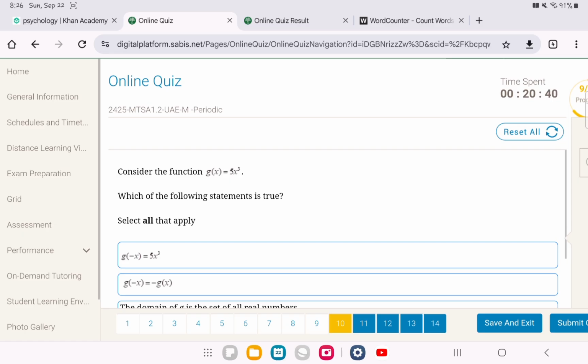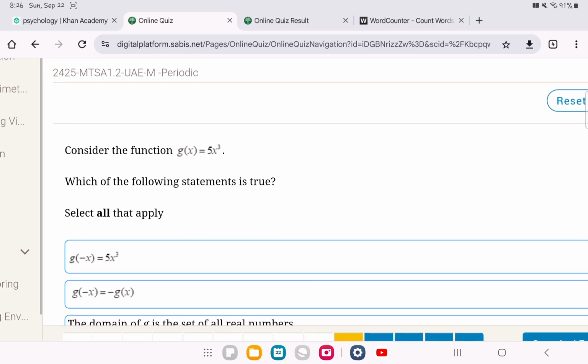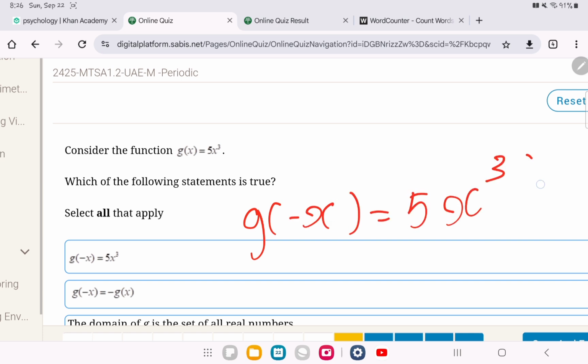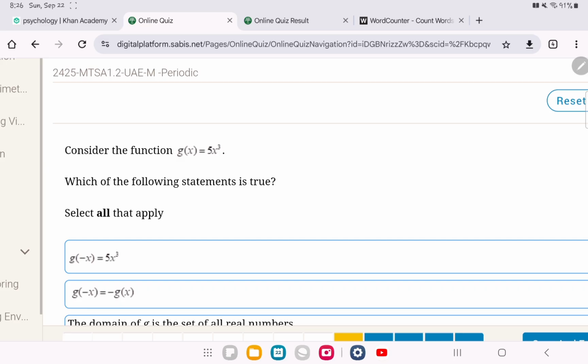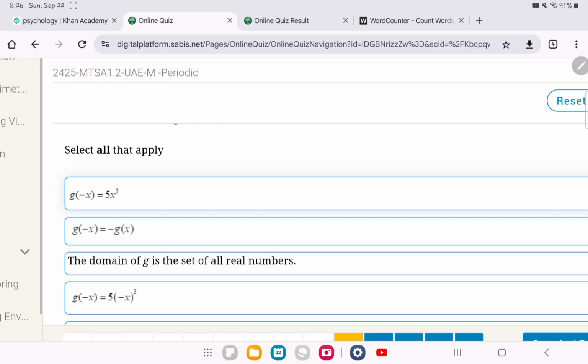Question number 10. Which of the following statements is true? We have g(x) equals 5x to the power of 3. They're telling us g(minus x) is equal to 5x to the power of 3? No. g(minus x) is equal to minus 5x to the power of 3. So this one is wrong.